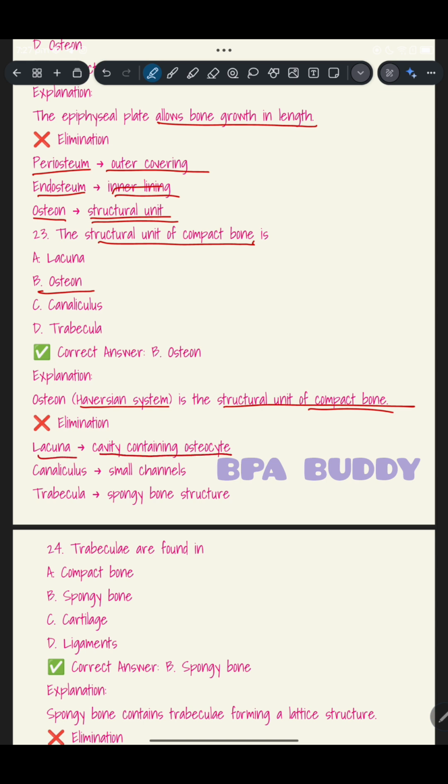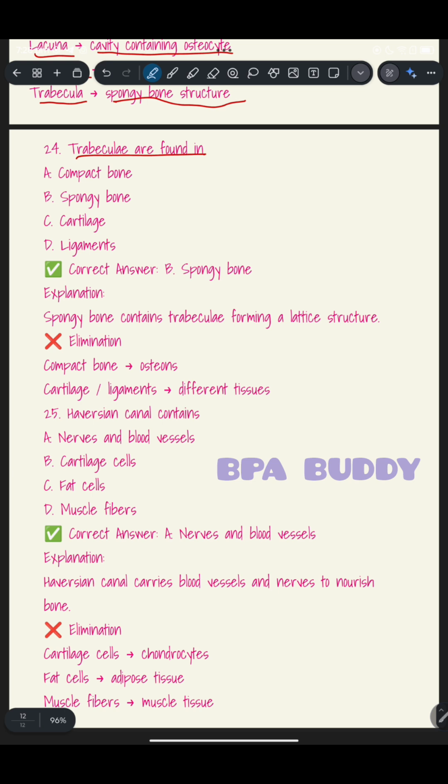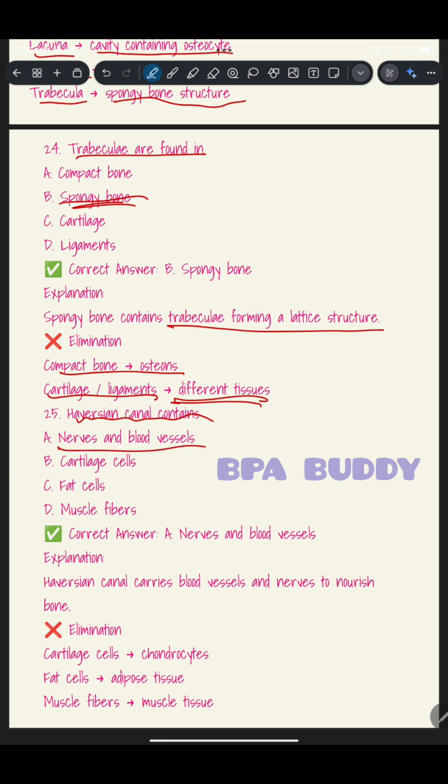Lacuna is the cavity containing osteocytes. Canaliculi are the small channels which are present, and trabecula is the spongy bone structure. Trabeculae are found in spongy bone. Compact bone is found in osteons. It is the structural unit of compact bone. And cartilage and ligaments are different kinds of tissues. Haversian canal contains nerves and blood vessels to nourish the bone. Cartilage cells contain chondrocytes, and fat cells have adipose tissue, whereas muscle fibers have muscle tissue.